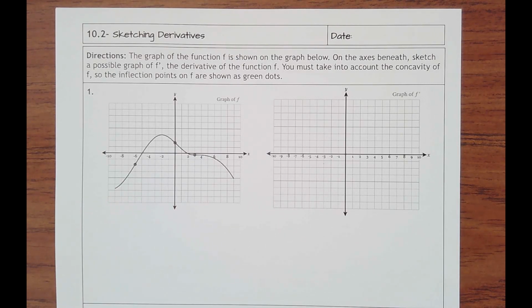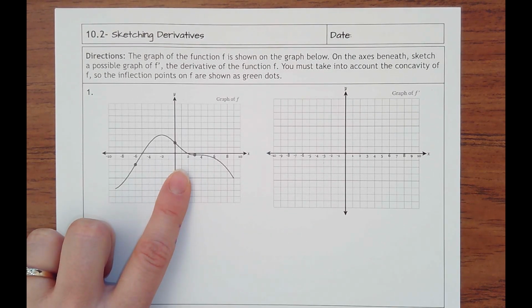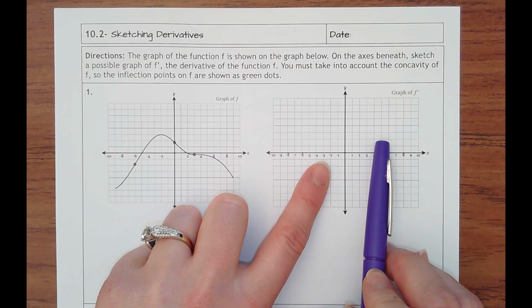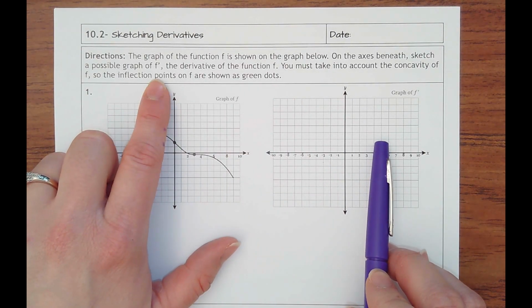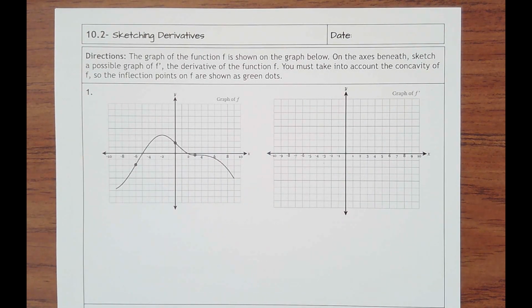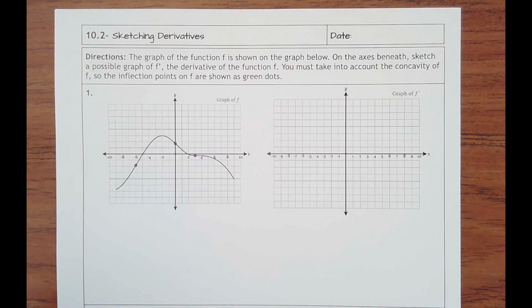Lesson 10.2 is sketching derivatives. Directions say the graph of function f is shown on the graph below. On the axes beneath, or over here on the side, sketch a possible graph of f prime, the derivative of the function f. You must take into account the concavity of f, so how it's bending. So the inflection points of f are shown. These are green dots on Delta Math.